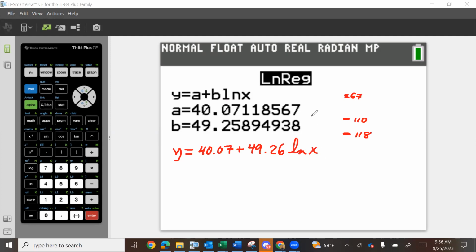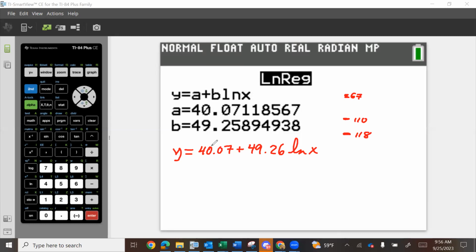What the heck does that mean? I'm glad you asked. ln is a function. It's the natural log function, and the x is what's being plugged into that function. So you can put the parentheses there. You don't have to. It's up to you. It'll be fine either way. But whatever is right here, that's what's being plugged into this function. So we got that super cool thing.